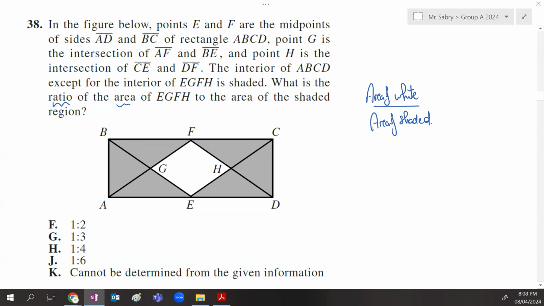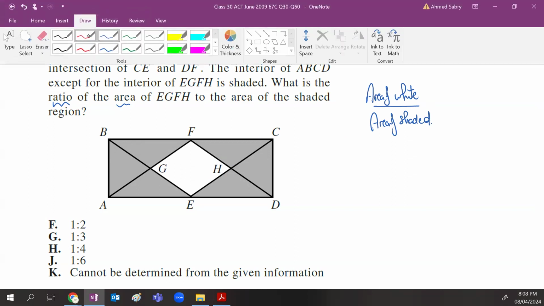How do we figure this one out? Now we can actually start calculating areas and so on, or I have a different way of looking at it that I hope you guys will be able to see.